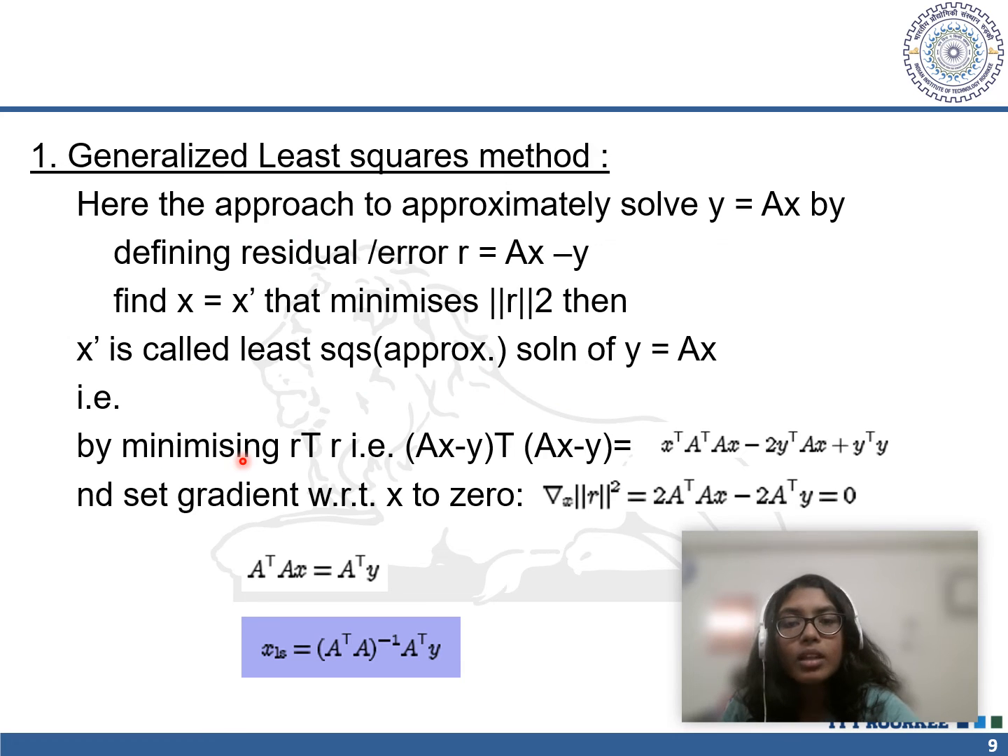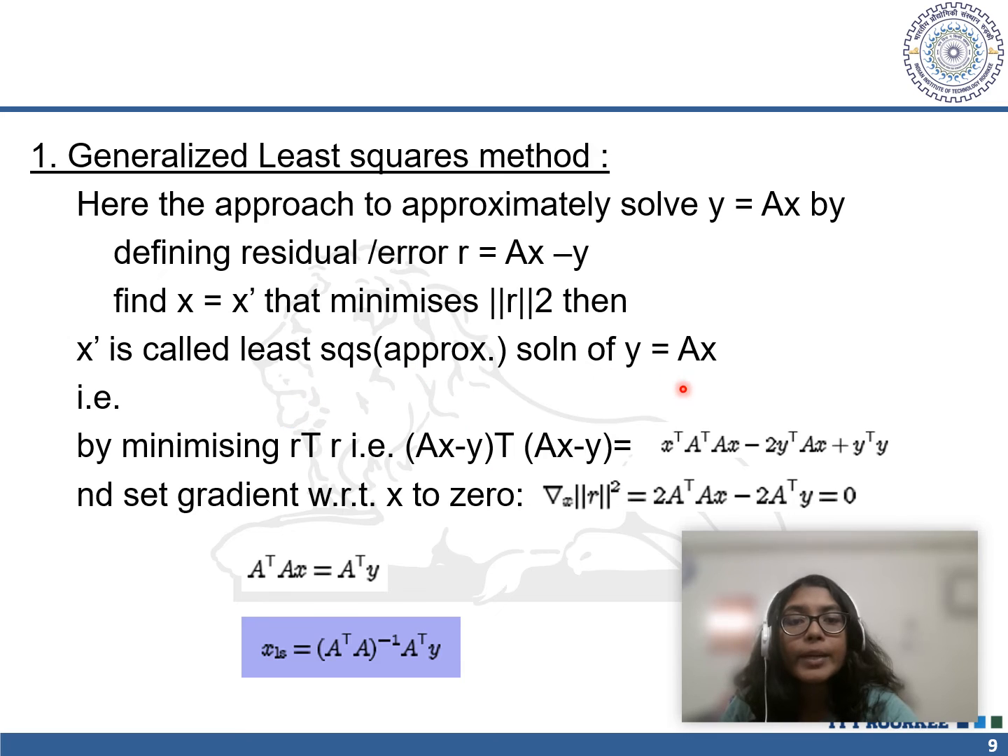So how to solve for that? By minimizing r transpose r. You need to minimize this r squared, and r squared is r transpose r. That is (Ax - y) whole transpose (Ax - y). You will be getting (x transpose A transpose - y transpose)(Ax - y). By multiplying, you get x transpose A transpose A x minus, since the two cross terms are transposes of each other and so are the same, 2y transpose Ax plus y transpose y.